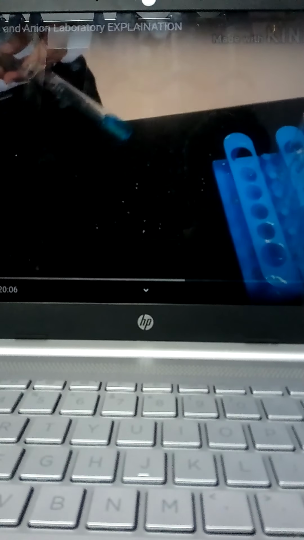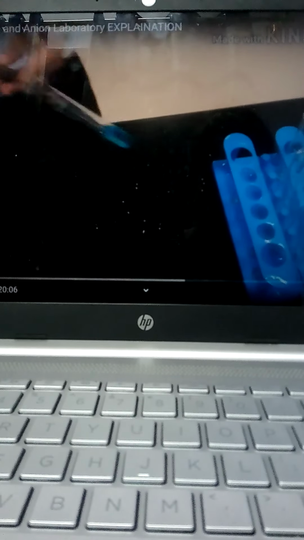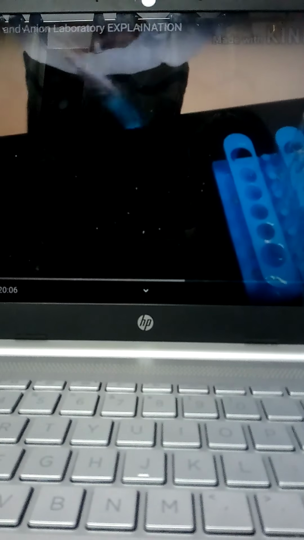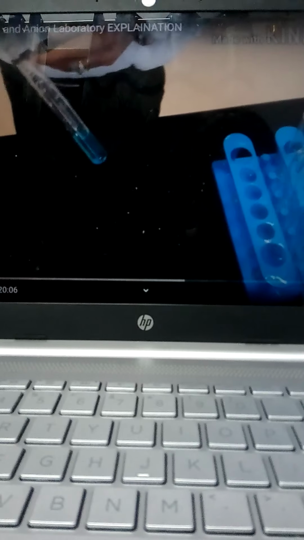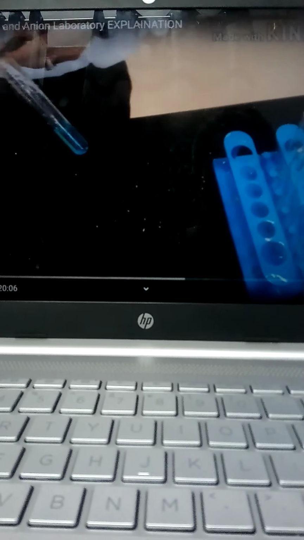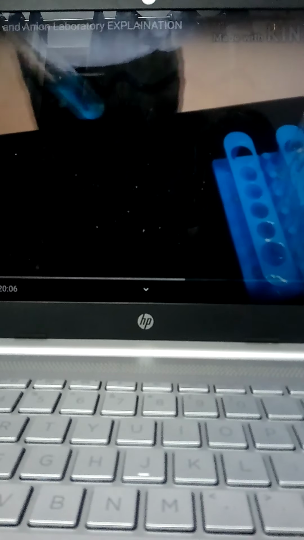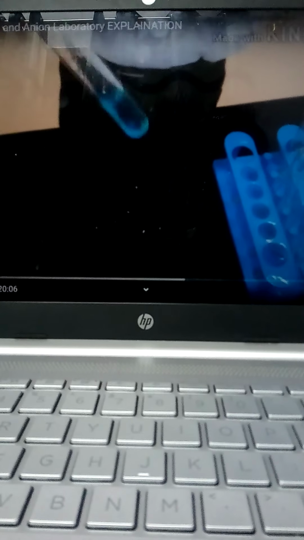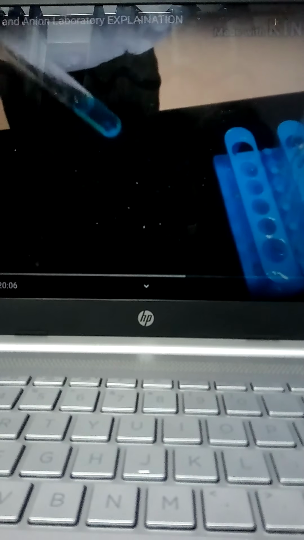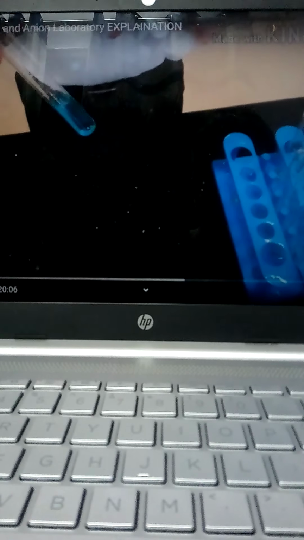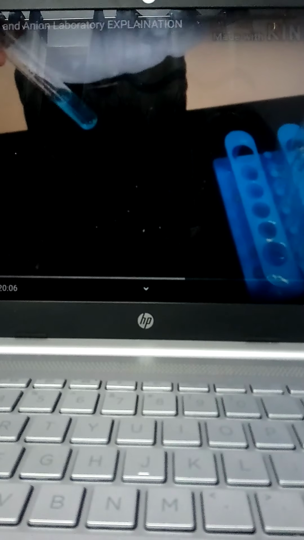Okay. To this original solution, add dilute HCl. If no white precipitate is formed on adding dilute HCl, hence the first group basic radical is absent. So observe carefully. Here there is no white precipitate formed. Hence, the first group basic radical is absent.